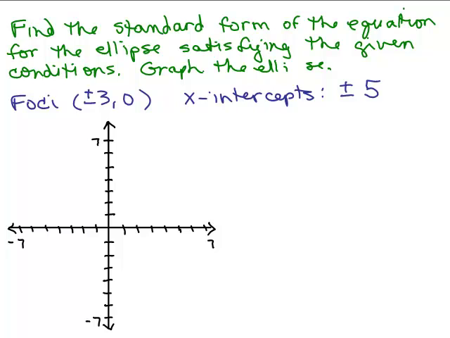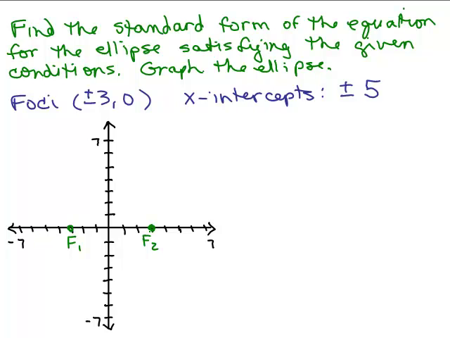Here's our next problem. Find the standard form of the equation for the ellipse satisfying the given conditions and graph the ellipse. There we go. So we're given that the foci are plus or minus 3, 0. So this is similar to the last problem. We've got the foci right here. I'm just going to say that's not part of the ellipse, so I'm going to label those as the foci. But the x-intercepts are plus or minus 5.